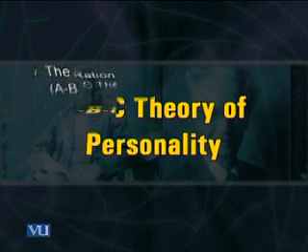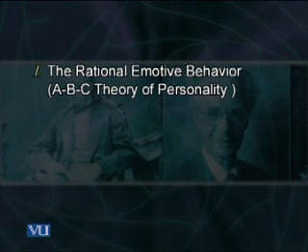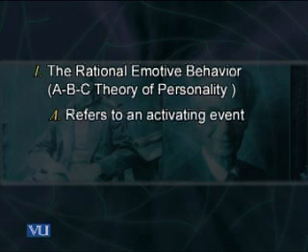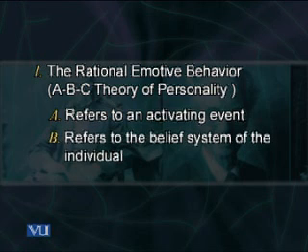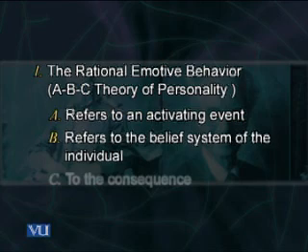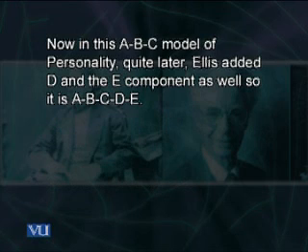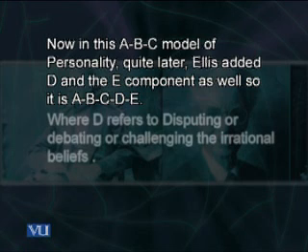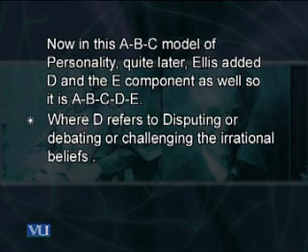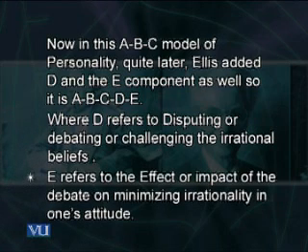The ABC theory of personality, the rational emotive behavior ABC theory of personality. A refers to an activating event, B refers to the belief system of the individual, C refers to the consequence. Quite later, Ellis added D and E as well. So it is A, B, C, D, E, where D refers to disputing, debating or challenging the irrational beliefs, and E refers to the effect or impact of the debate on minimizing irrationality in one's attitude.